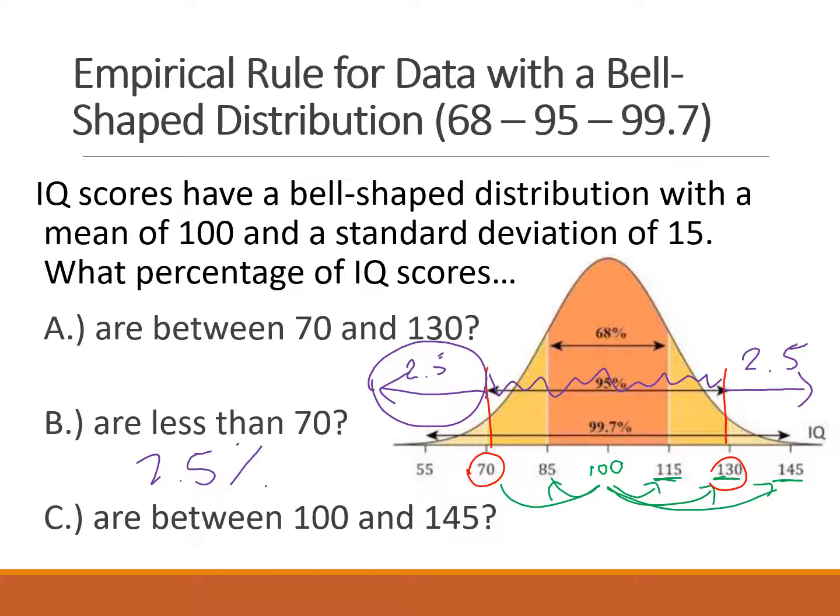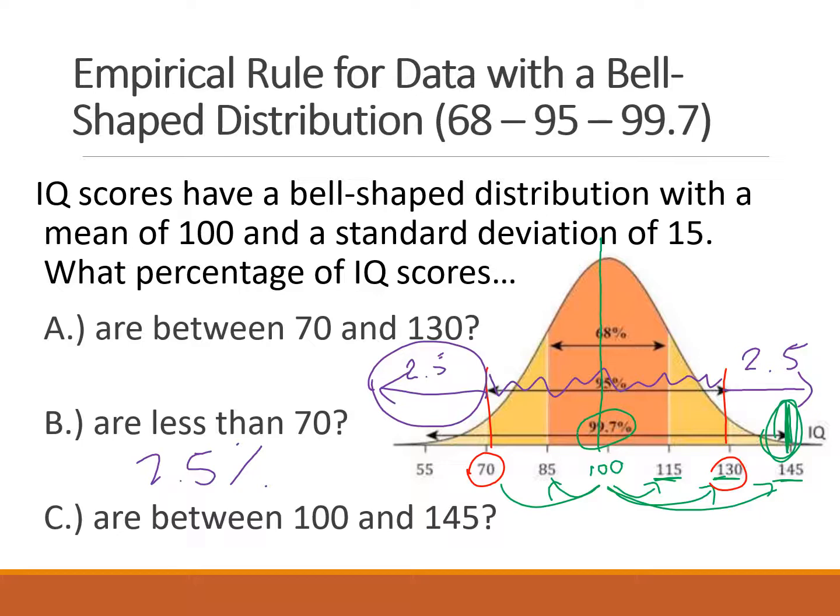Lastly, part C: what percentage are between 100 and 145? Let's go green here. So 100, we're here, all the way up to here. So this is marking the end of that 99.7%.